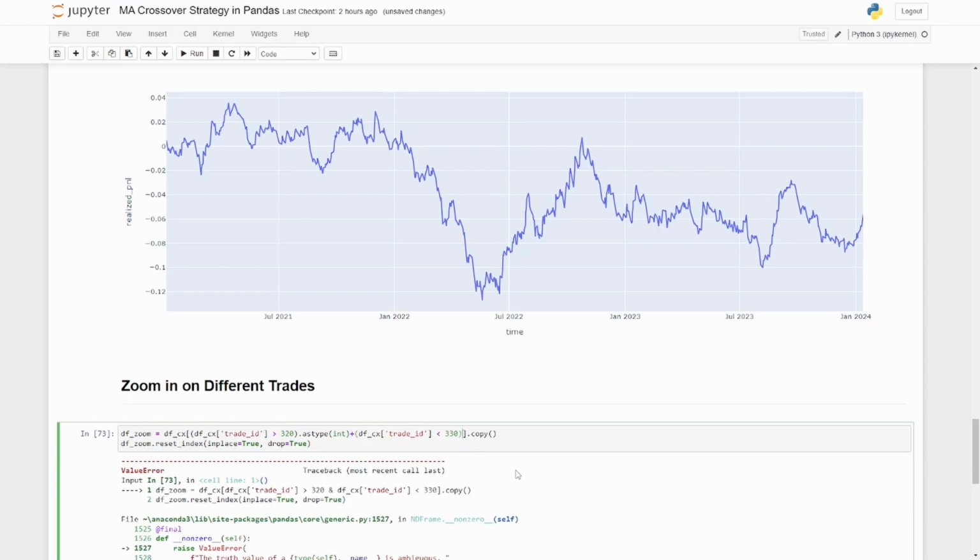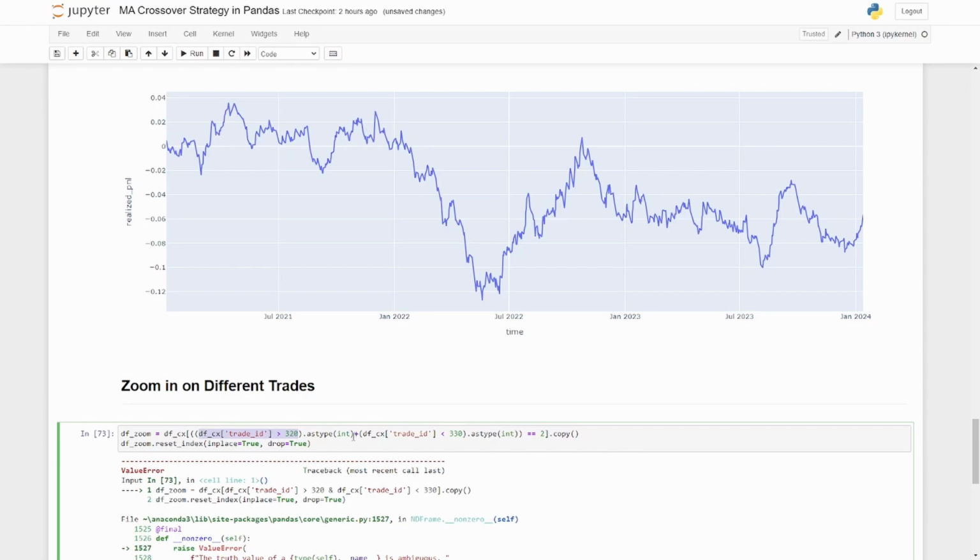And this is a trick that I use a lot in Pandas. Sometimes it throws those fits when you do conditional logic. So I'm just going to cast each of these conditions as an integer, add them, and say it has to equal 2. Let me make sure the parentheses are correct. Okay. So what this does is, if it's greater than 320, that is going to be a Boolean flag of 1.